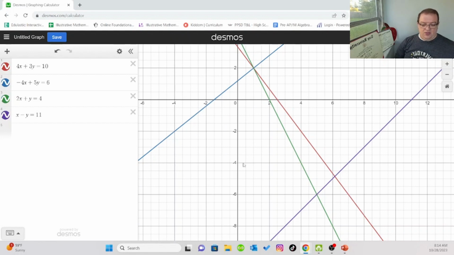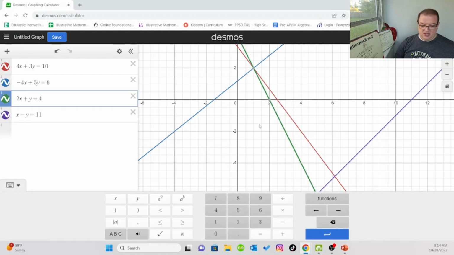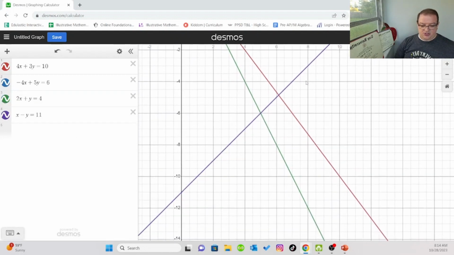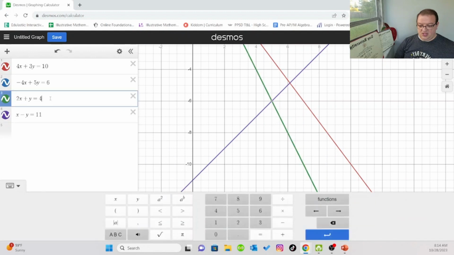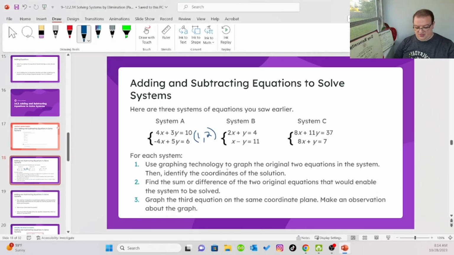So if we want the point that makes these both true, we can hover over the gray dot and we see that our solution is 5, negative 6, where x equals 5 and y equals negative 6. So we can write that solution in here.